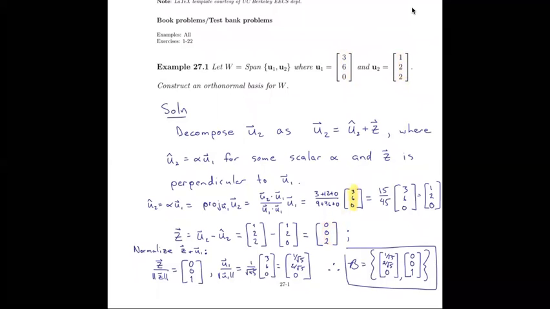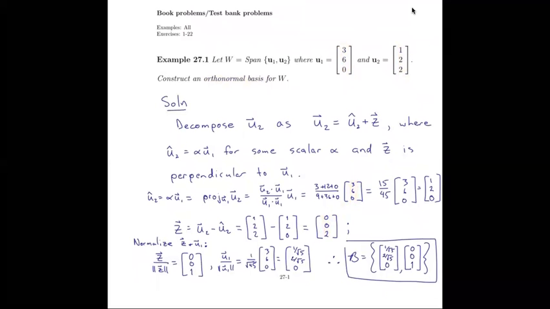Now, they ask for an orthonormal basis for W. If they just asked for an orthogonal basis, we could stop with these two vectors in our list. But for an orthonormal basis, remember that our vectors have to be not only orthogonal, but also unit vectors.